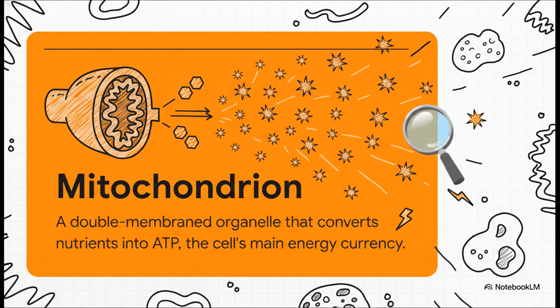It takes fuel from the food you eat, things like glucose, and through a whole bunch of chemical reactions, it converts that fuel into something called ATP. ATP is the universal energy currency of the cell. It's the juice that powers everything. And look at its structure. It has this smooth outer membrane, but the inner one is folded over and over again. Those folds, called cristae, give it a huge surface area, making it an incredibly efficient little power plant.